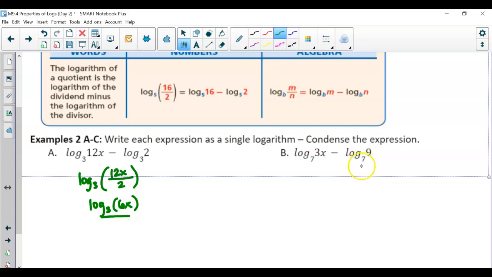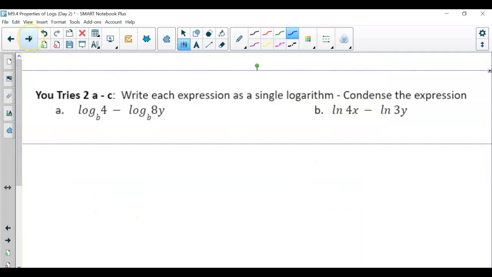So again here, notice the same bases. So log base 7 of 3x divided by 9. Now here we can simplify 3 over 9 to 1/3. So log base 7 of x over 3, because x here has that coefficient of 1, so that shows your 1/3. So go ahead and pause the video and try this U-try.